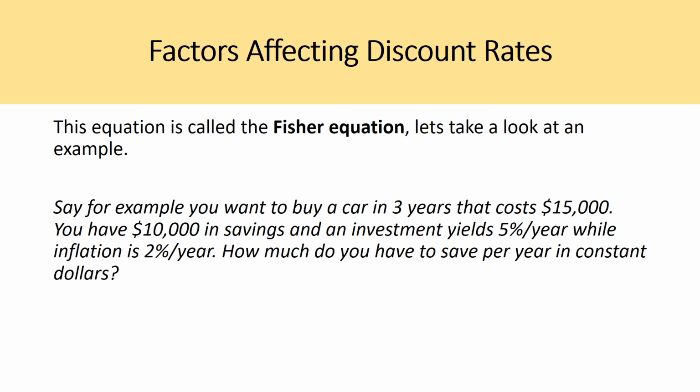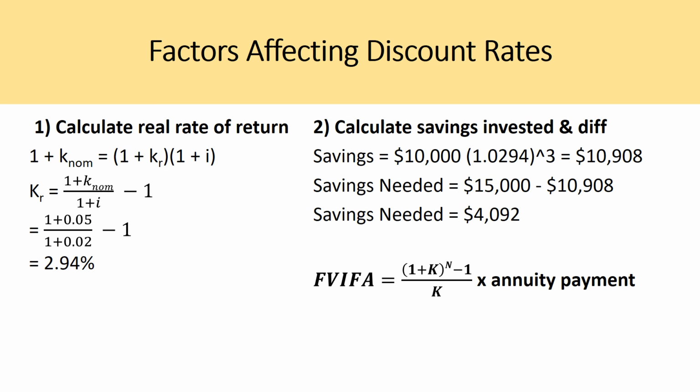So, once again, we need $15,000 to buy a car. You have $10,000. We talked about how there are two sources of money: the money that we currently have and the invested earnings on that money, and the money that we can save in the future and the invested earnings on that money. Based on the first, the current money we have and its invested earnings, at a real rate of return of 2.94%, we will have $10,908 3 years from now when we want to buy the car.